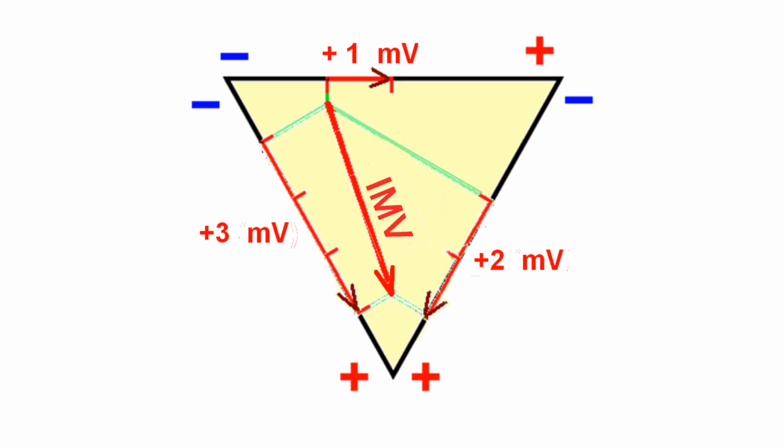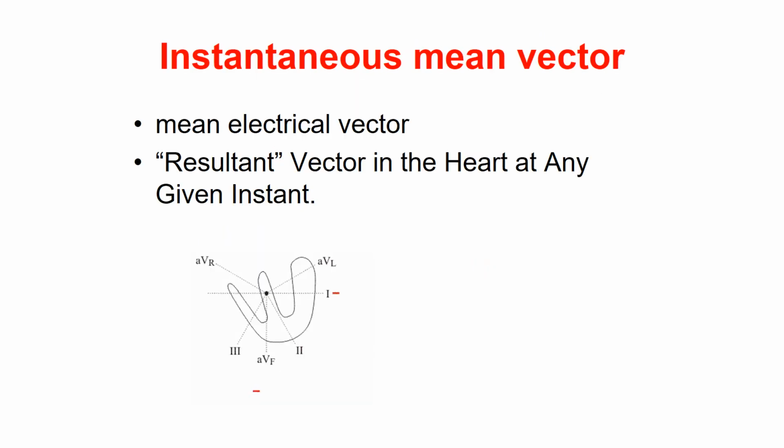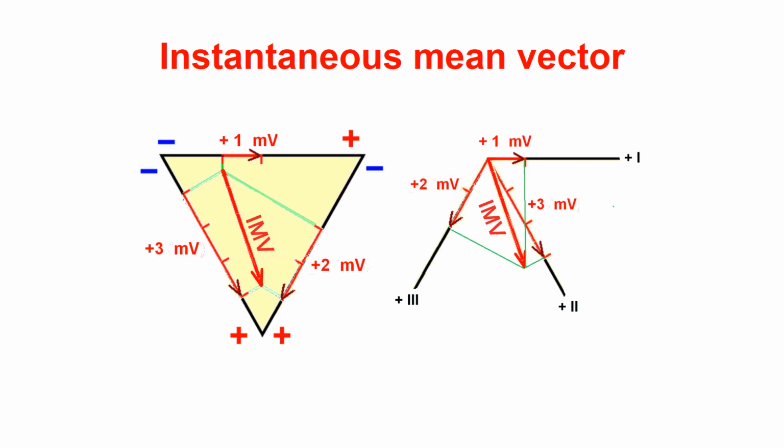The obtained values in the Einthoven leads correspond to the values of the projections on the axis of the leads of the Einthoven triangle of the instantaneous average vector. From the projections of this vector we can find the instantaneous average vector itself. Instantaneous mean vector synonyms: mean electrical vector, resultant vector in the heart at any given instant.